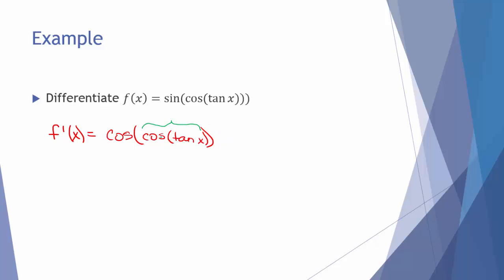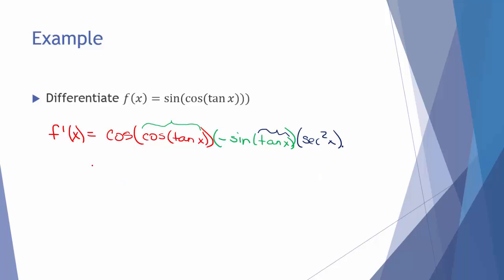So its outside function is cosine. The derivative of cosine is negative sine, but you don't touch the inside function. You leave it evaluated at the tangent of x. But now that's the derivative of its outside function evaluated at its inside function. But we now have another inside function, which means we need to multiply times the derivative of its inside function. So the derivative of tangent x is secant squared x.